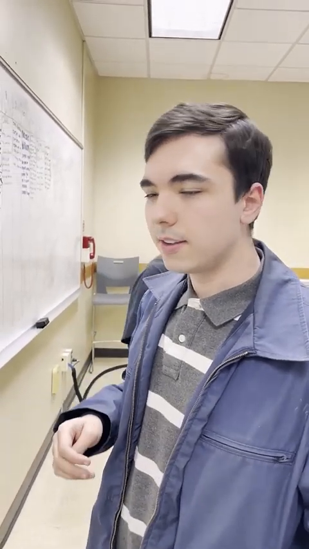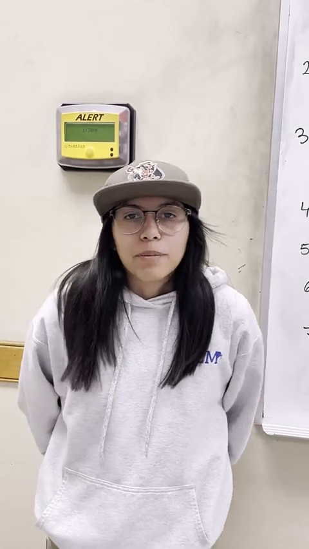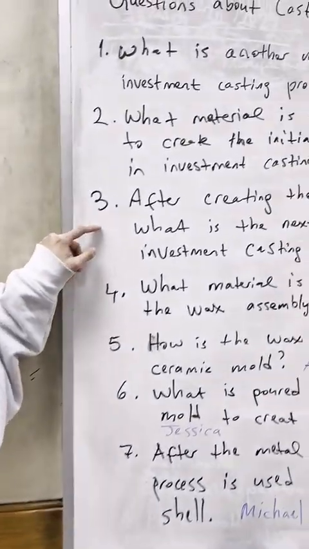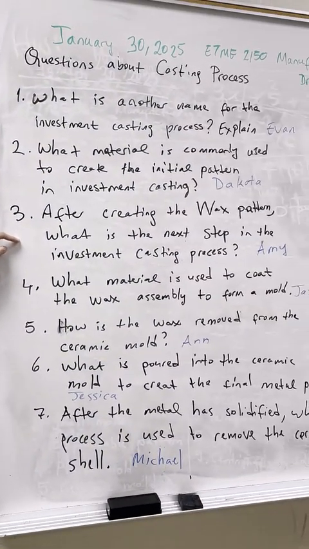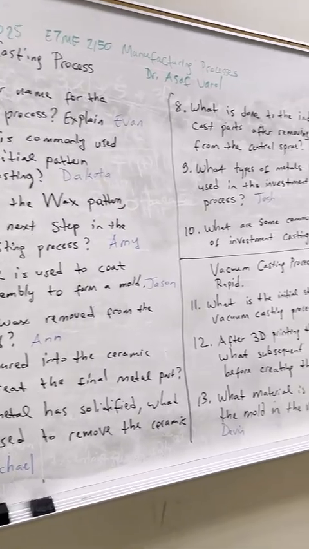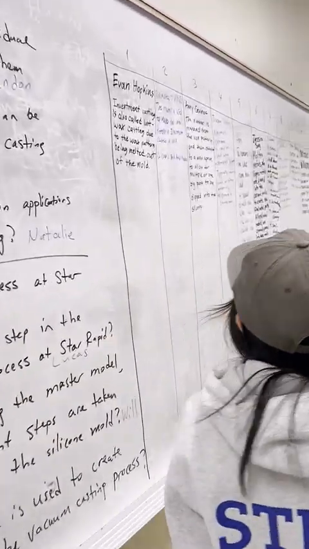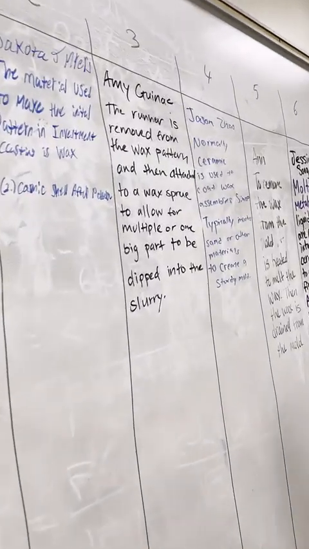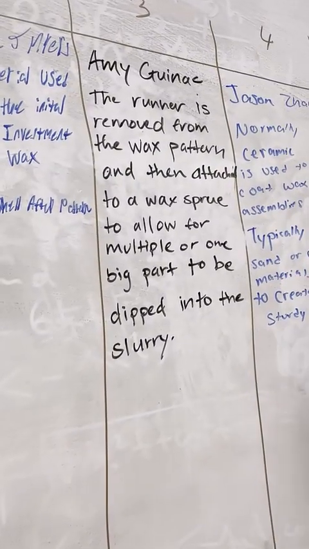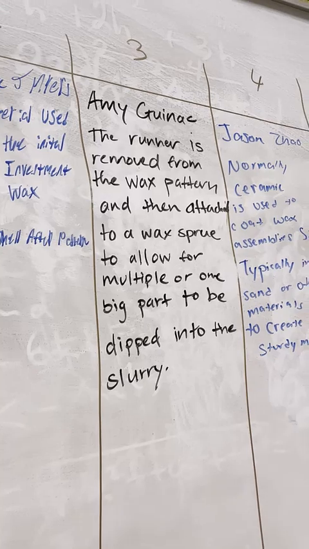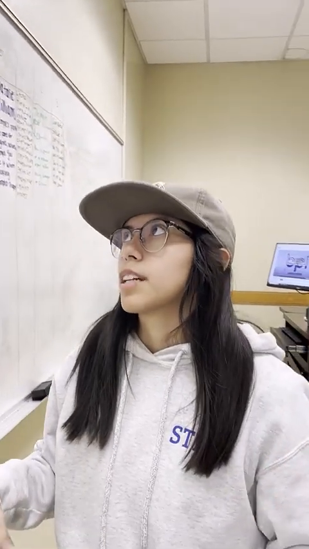Okay? Thank you. Hi, my name is Amy Queenack, and I had question 3. After creating the wax pattern, what is the next step in the investment casting process? The next step after creating the wax pattern is to remove the runner from the wax pattern and then attach that piece to a wax sprue to allow for either multiple parts to be cast at the same time or one big part, and then dipped in that slurry.